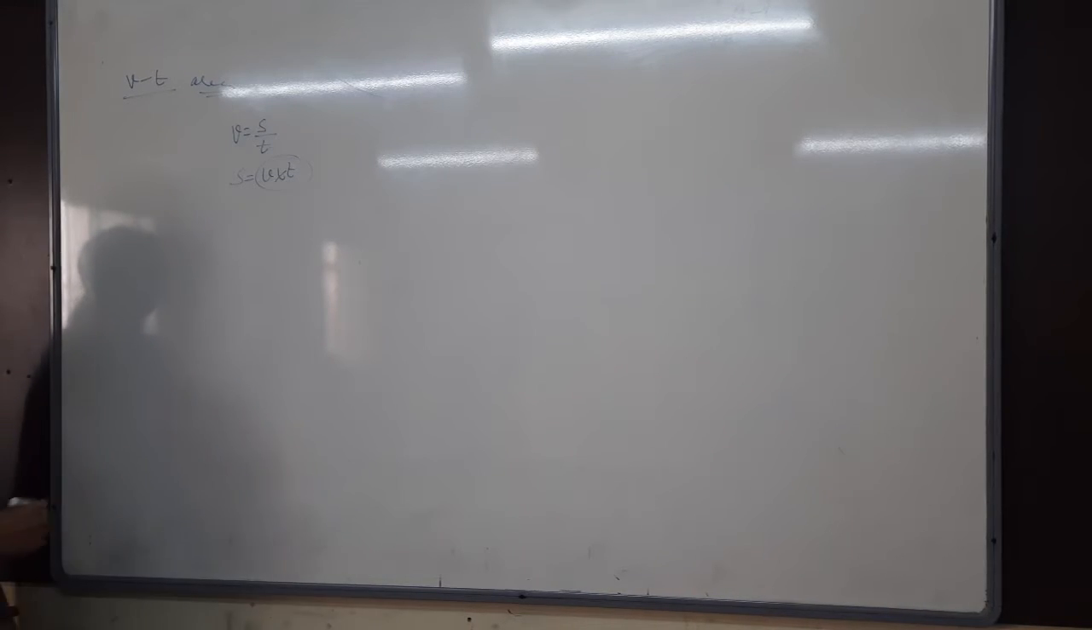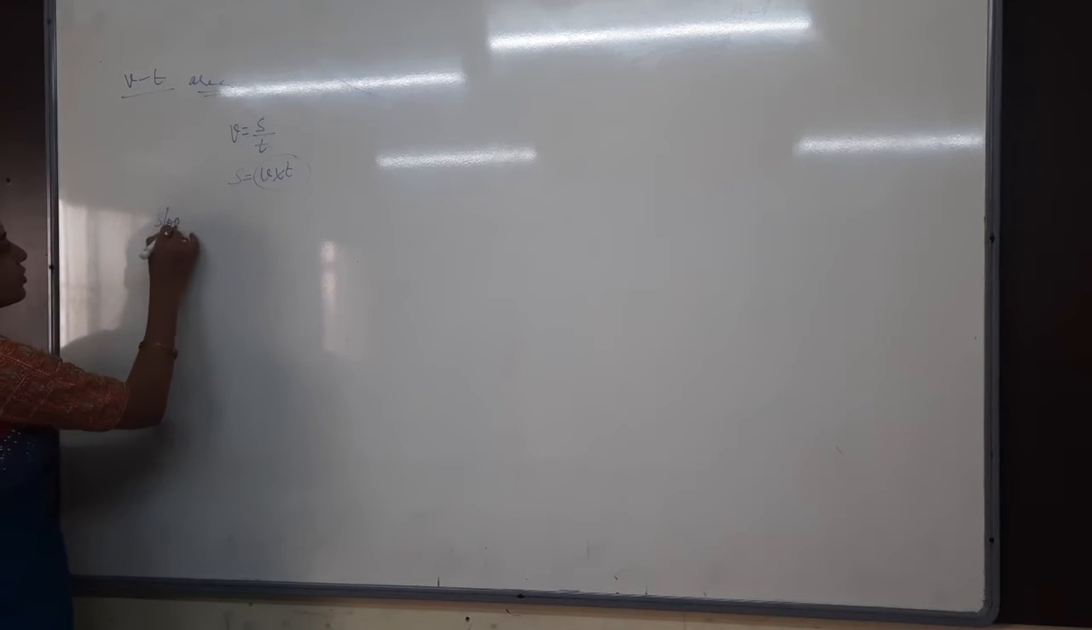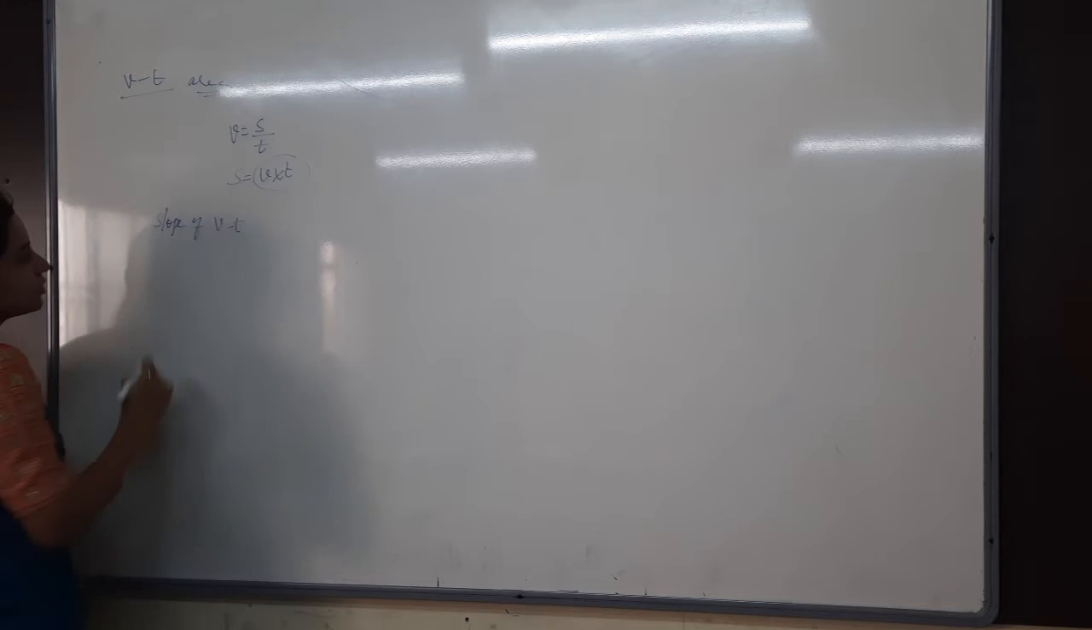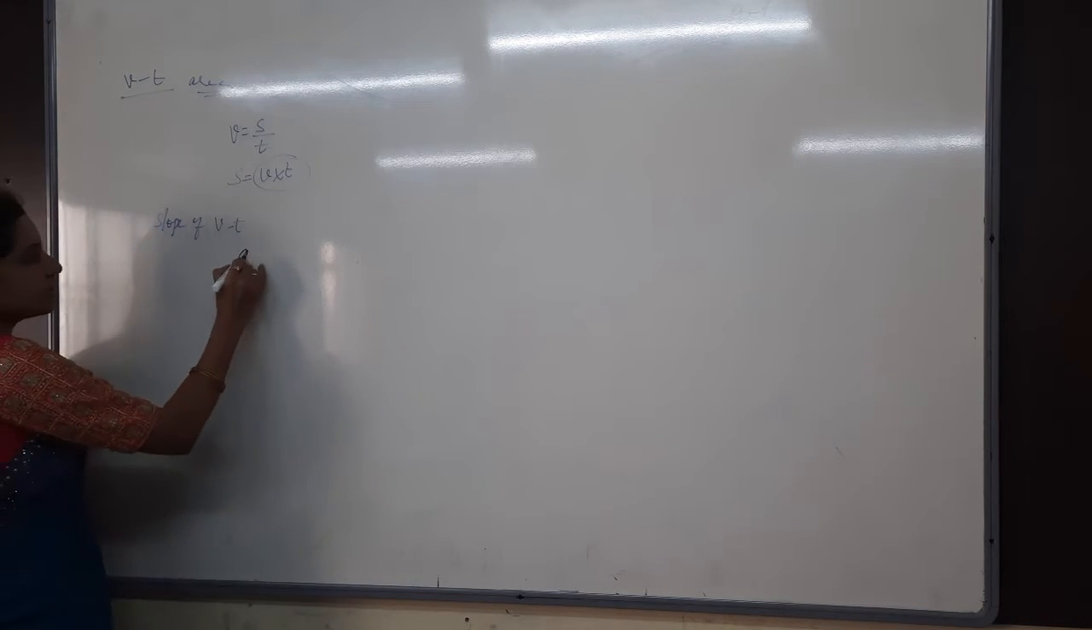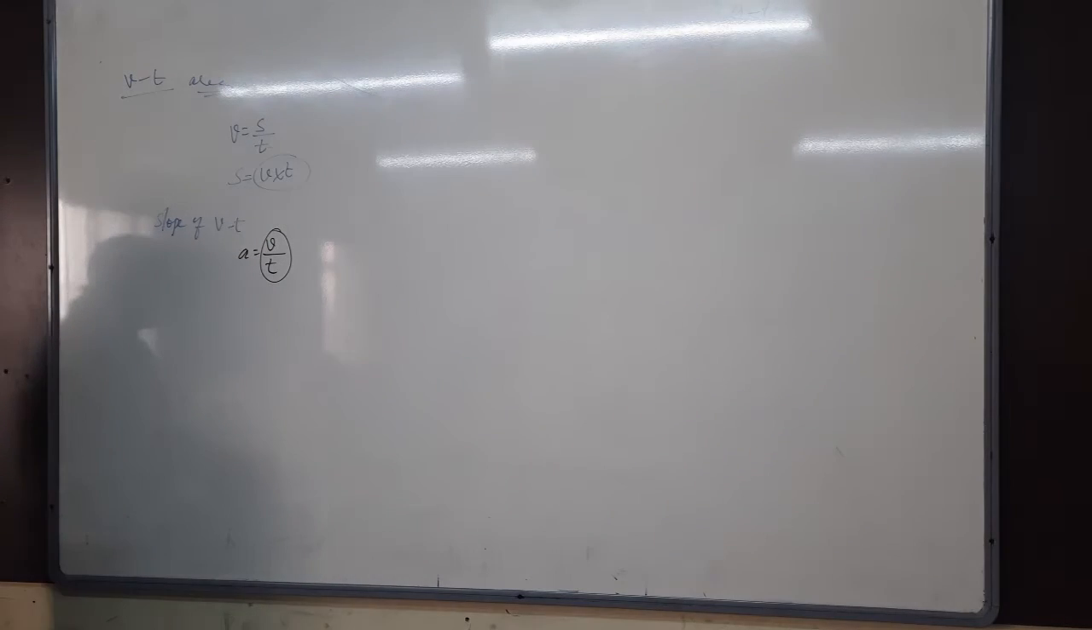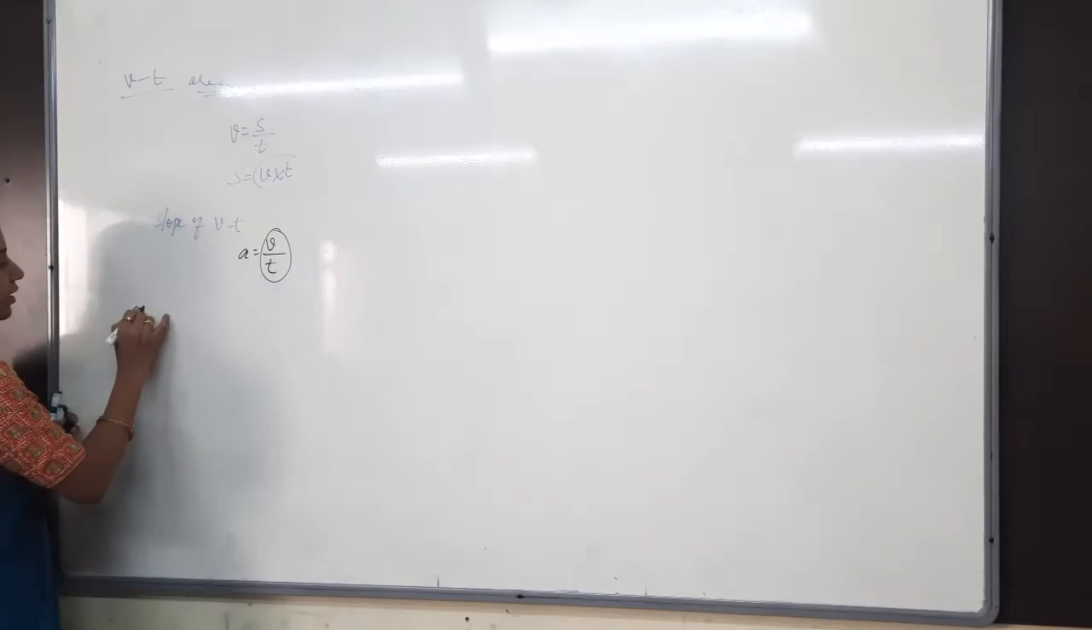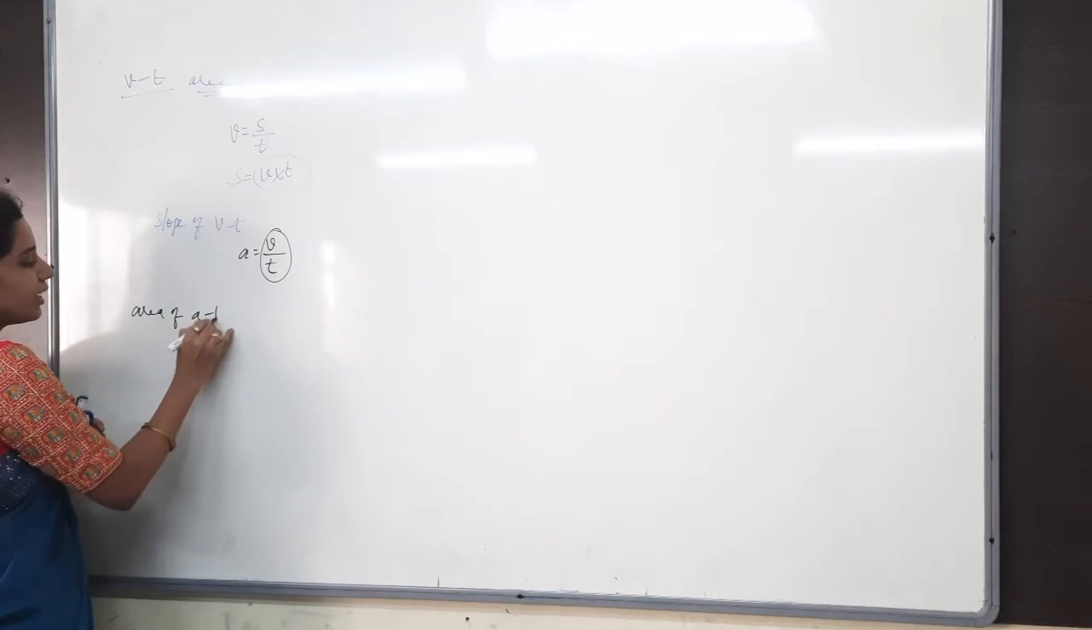Area. And slope of the VT graph gives you what? Slope of the VT graph gives you acceleration. Why? Because acceleration is equal to, what is the formula, dV by dt, which is nothing but the slope. Also, area of the AT graph gives you what?